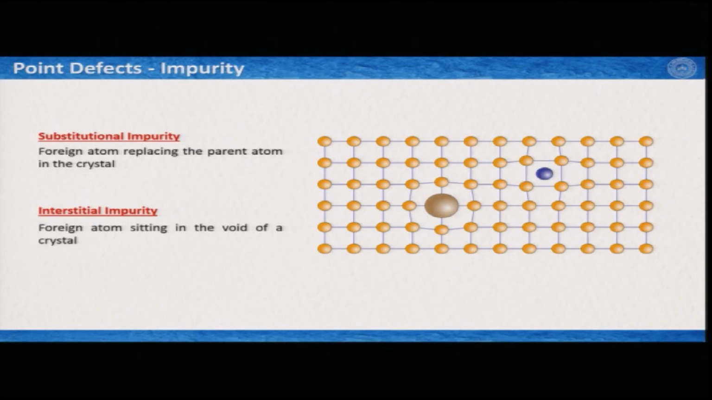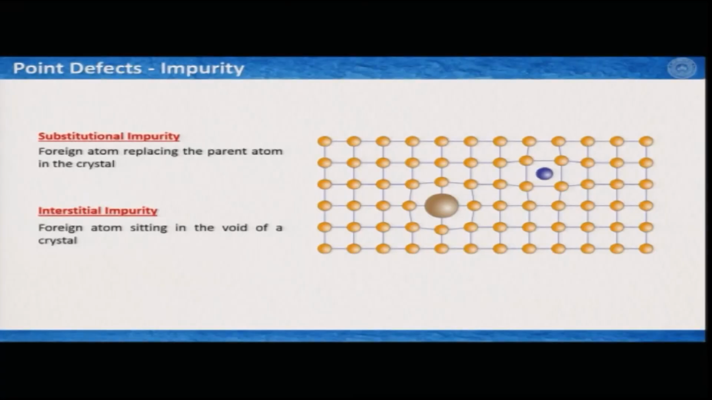There are two kinds of impurities, as you have learnt. One is substitutional impurity, that means you have a vacancy, but the vacancy is not vacant, it is occupied by some foreign atom. So, a foreign atom came and replaced the parent atom within the crystal. This is known as substitutional impurity. And interstitial impurity is when a foreign atom is sitting in the void of a crystal. So, somewhere within the crystal it disturbs the lattice structure, but it does not omit or remove any atom from the lattice. So, here this one is an example of substitutional impurity, and this one is an example of interstitial impurity.